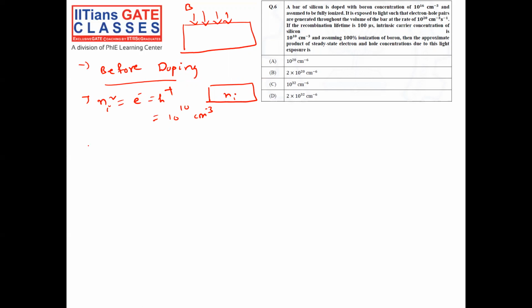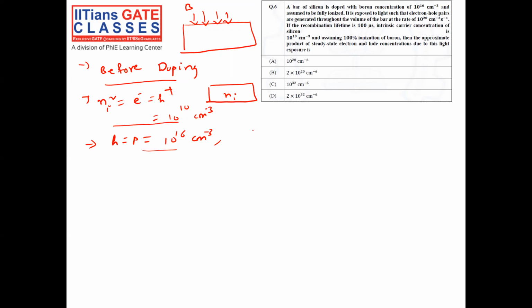Now since it is doped with 10 power of 16 per cm cube of boron, what will happen? Each boron is ionized. That means each boron has given one hole to the valence band. So the hole concentration, p, will now become 10 power of 16 per cm cube after doping.